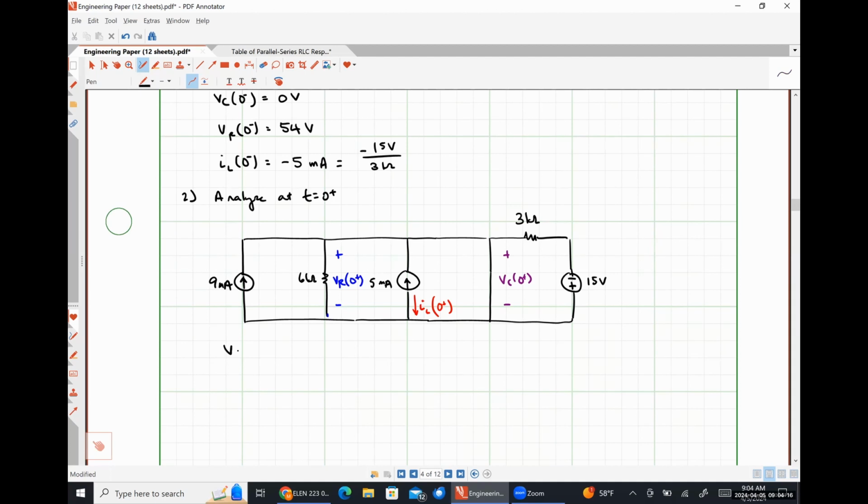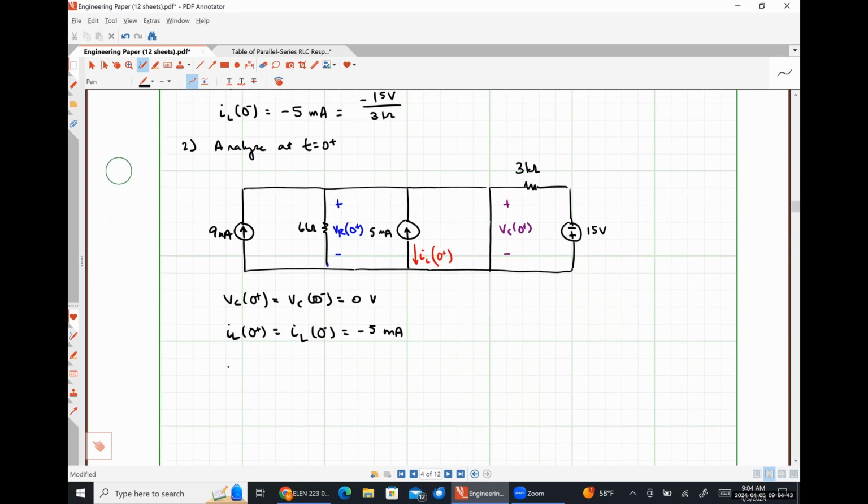We know that the voltage drop across a capacitor cannot change abruptly. So whatever VC at 0 plus is has to be what VC at 0 minus was, which is 0 volts. Same thing for IL. The current flowing through the inductor at t equals 0 plus has to be the same as the current flowing through the inductor at t equals 0 minus. So that's going to be negative 5 milliamp.